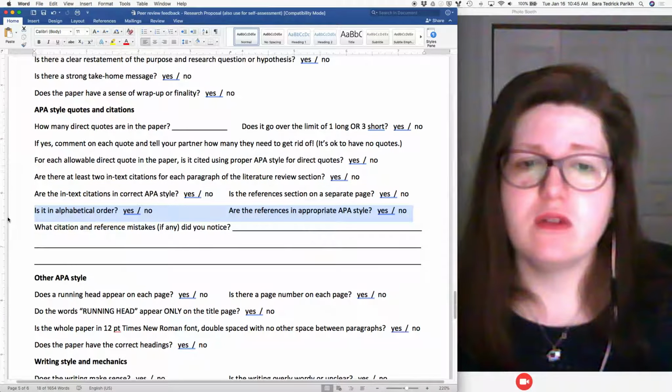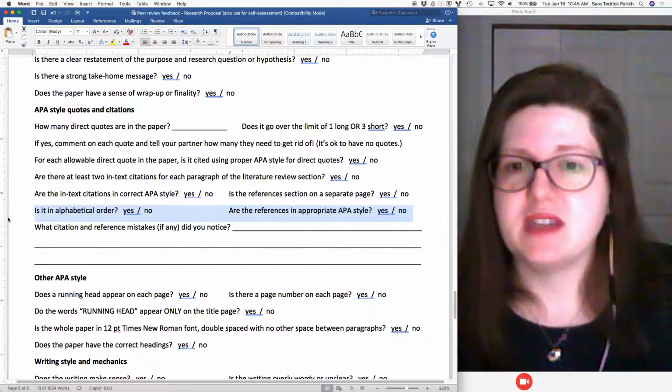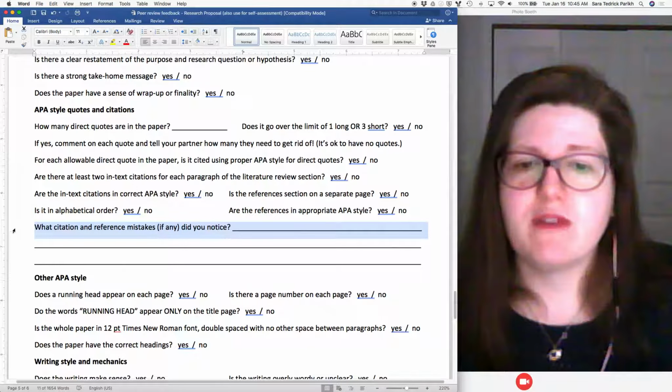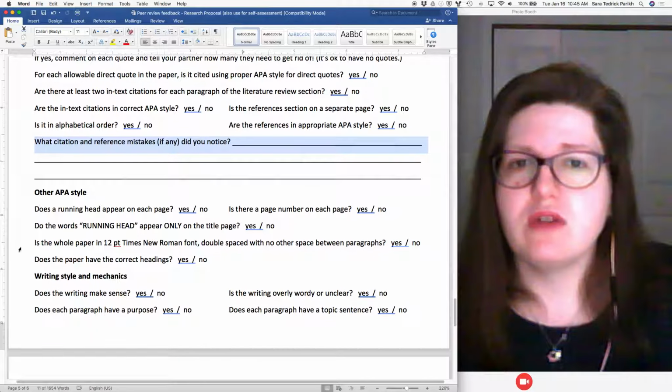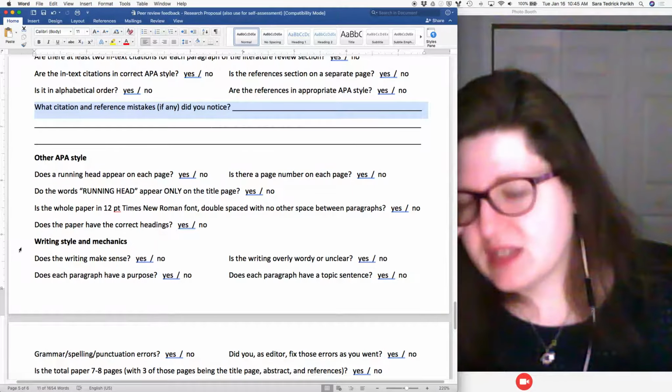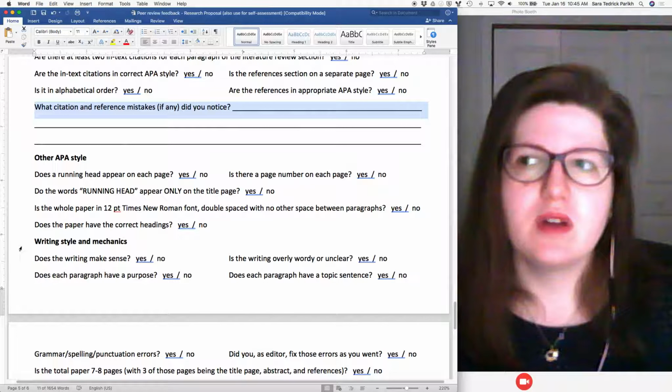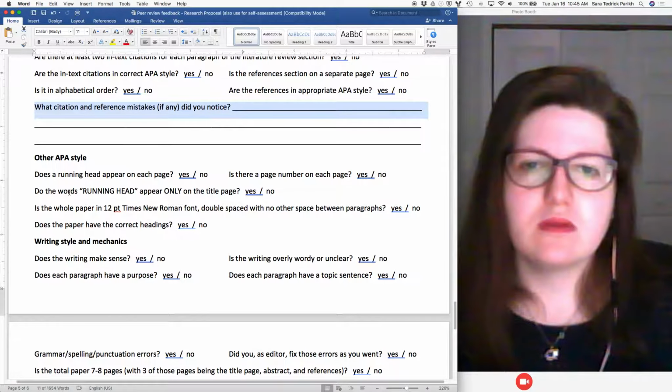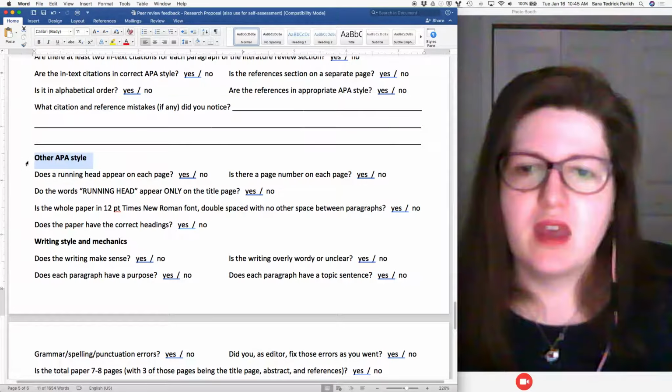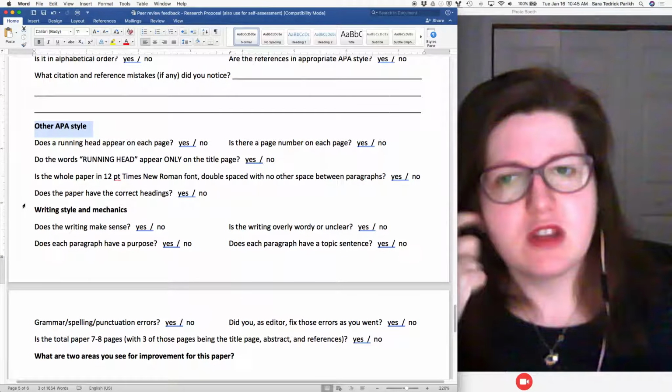Is the references section on a separate page? Is it in alphabetical order? Are the references in appropriate APA style? What citation and reference mistakes, if any, did you notice? Some of this you can also take from your revision plan or copy into your revision plan. Other APA style stuff, we're close.